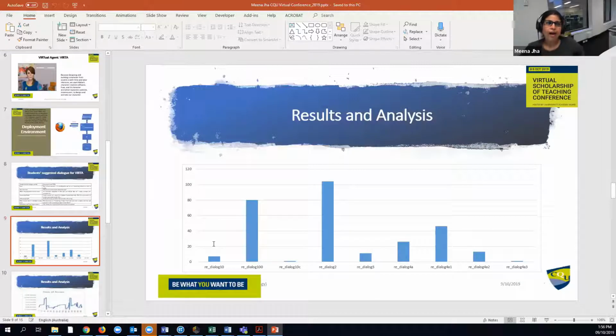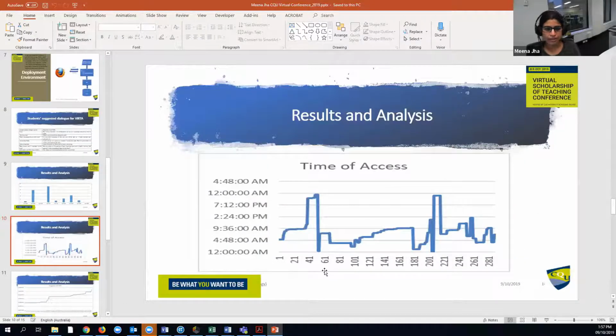Interesting results on how students interact with this virtual character. We generated some dialogues and we found that students are actually looking at responses of dialogue 2, which is focusing on assessments. In the first half of this previous session, Haley was talking about how students are only looking at assessments. Our research confirms that students are looking at all the information related to assessment tasks.